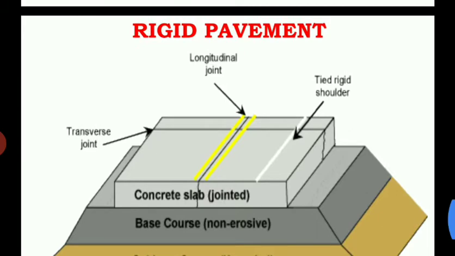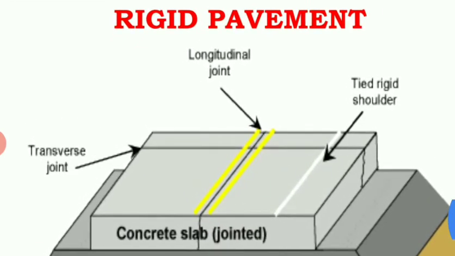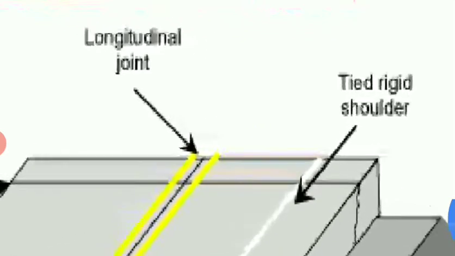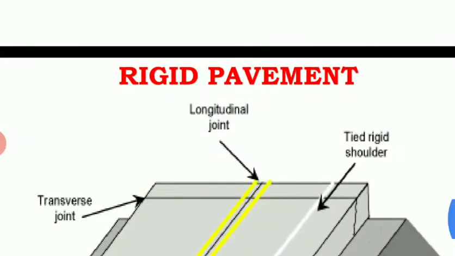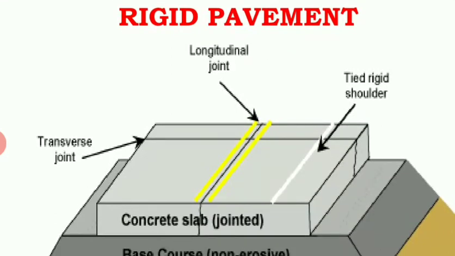And you can see the top layer that is made up of the concrete slab here. So here again you can see the different joints, that is longitudinal joints, and tied rigid shoulders, and here one more transverse joint. So this particular cross section and all we will study in the further part.